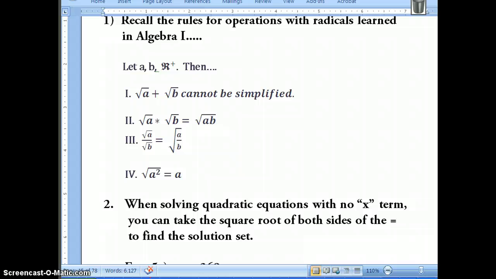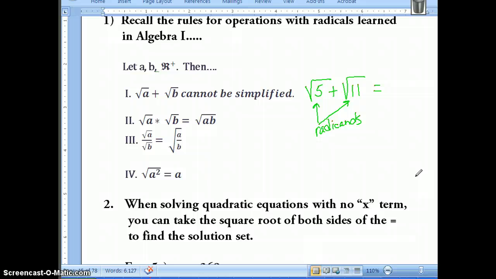For example, if I have the square root of 5 plus the square root of 11, that cannot be simplified. The numbers inside the radical are not the same. I'll just give this to you as an aside if you want to write this down. The numbers inside the radical are referred to as radicands. Those are the numbers inside the radical. They have to be identical in order for the radicals to be combined.